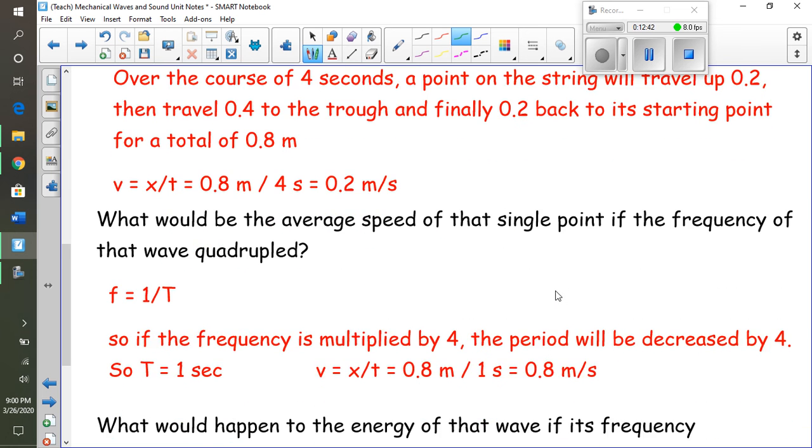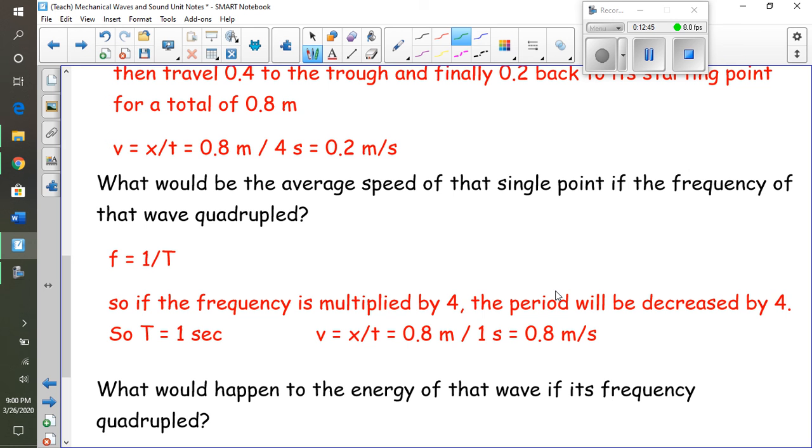What would happen to the average speed if the frequency were quadrupled? Okay, well, frequency is 1 divided by the period. So if the frequency is multiplied by 4, the period would be decreased by 4. So now the period is going to be 1 second. Initially it was 4 seconds. If I'm increasing the frequency, I'm able to fit more wavelengths per second. So that means it's going to take less time for a single wavelength.